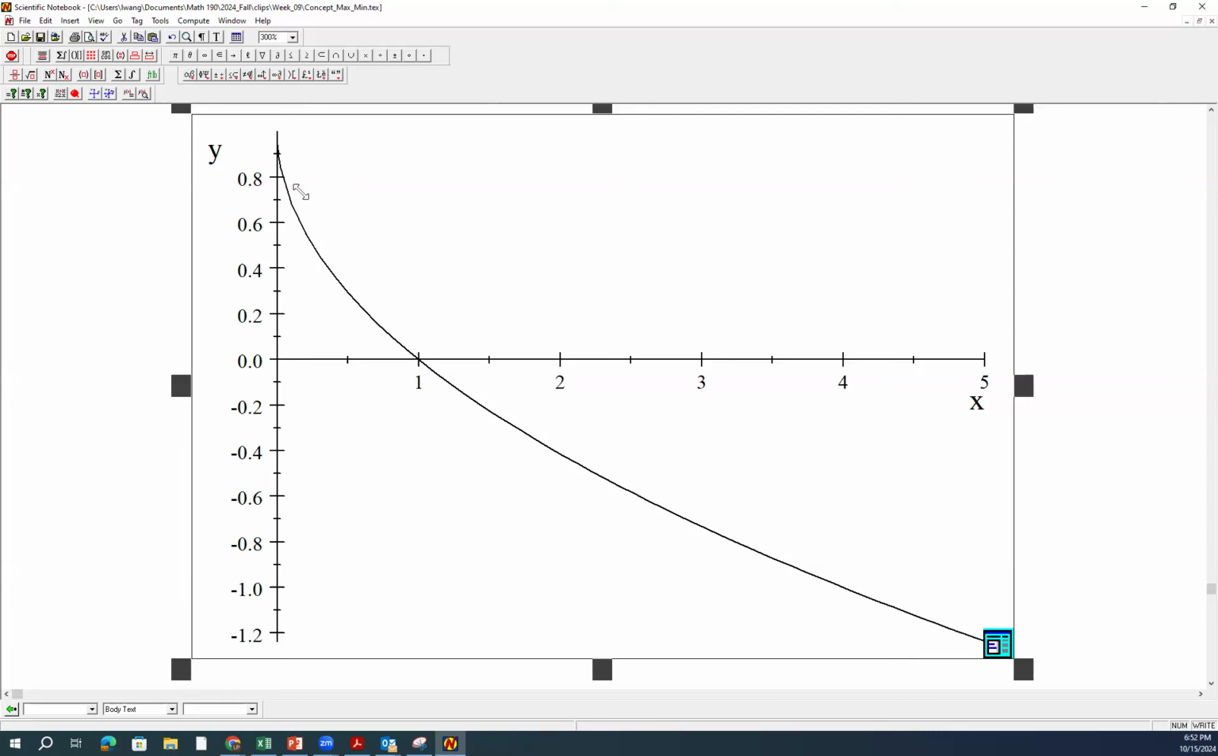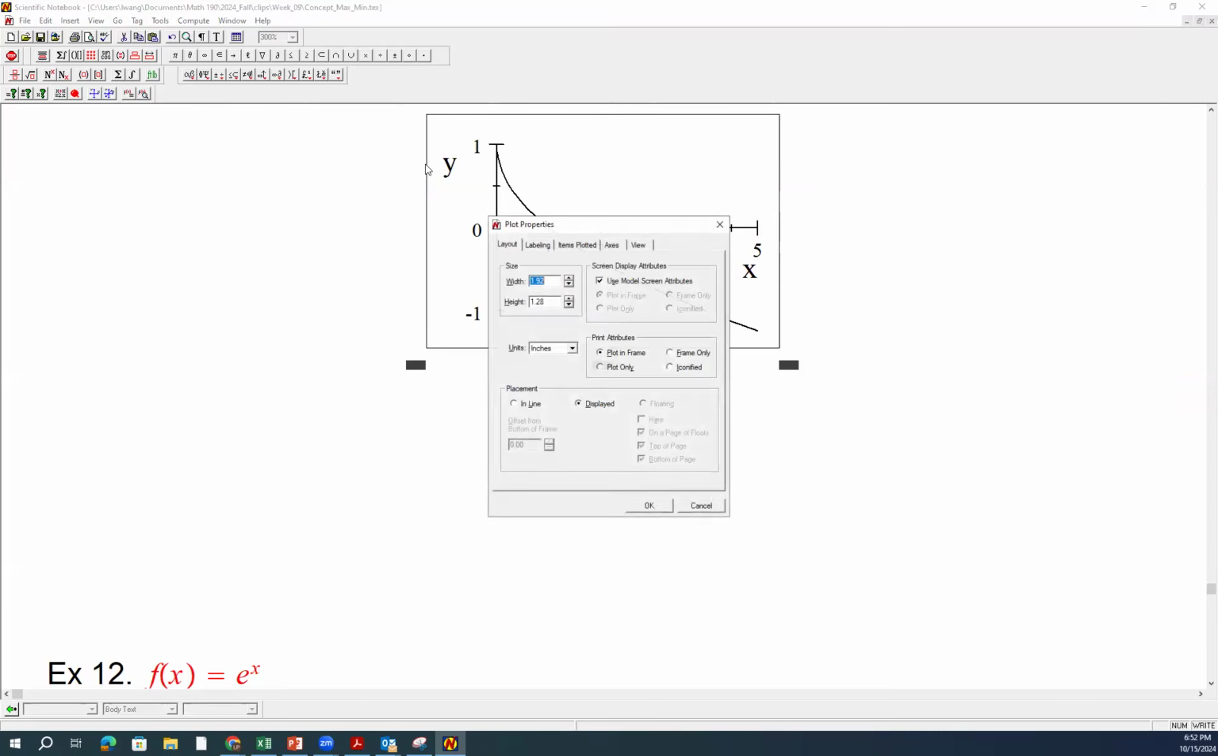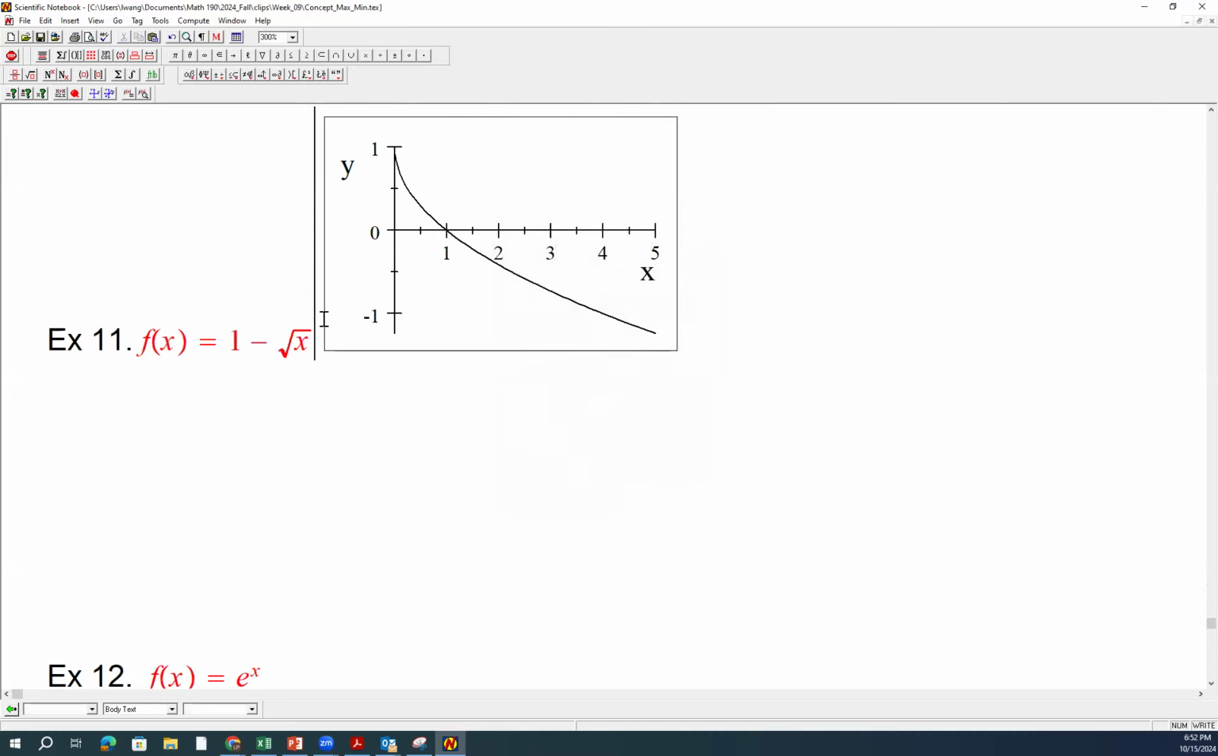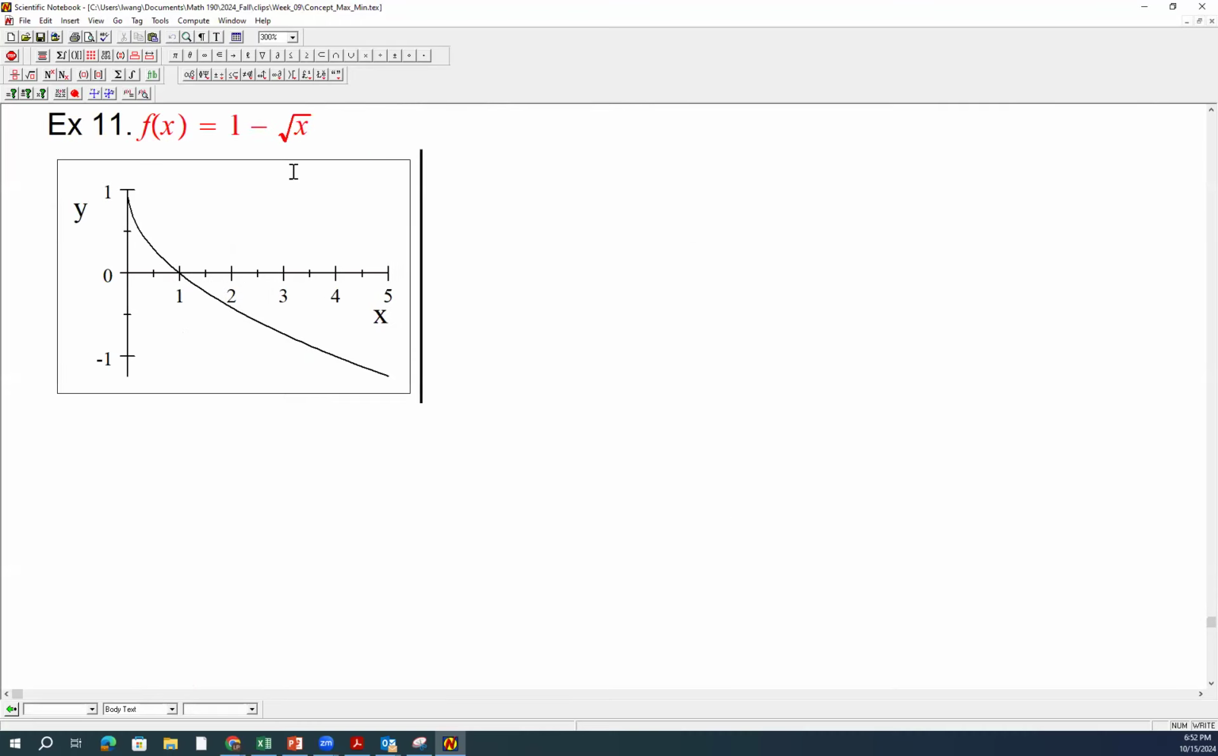We're going to draw the picture and look at this domain. We're not given any specific interval. So what is the domain? We need to determine the domain. The domain will have to guarantee the root function is meaningful, right? And the domain for root x is x greater than or equal to 0. So x greater than or equal to 0. So this is a half closed interval.